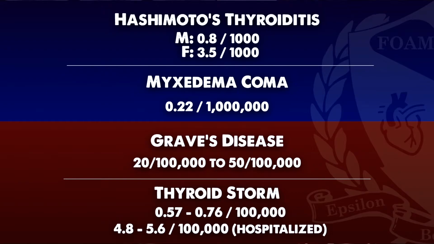Females are massively more affected than males in this disease. It's like 7 to 8 to 1 or something like that. Men, less than 1 in 1,000. Females, about 3.5 in 1,000 for Hashimoto's thyroiditis, and then myxedema coma.